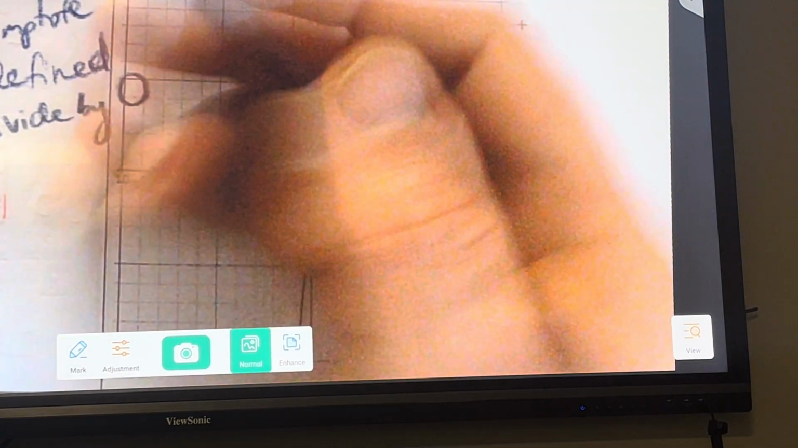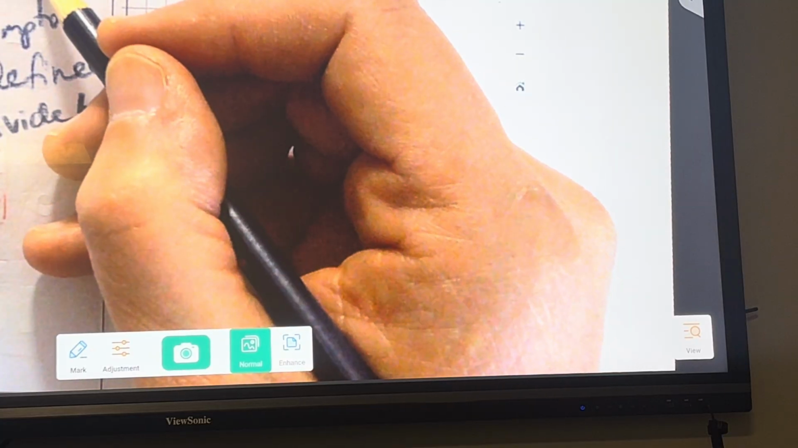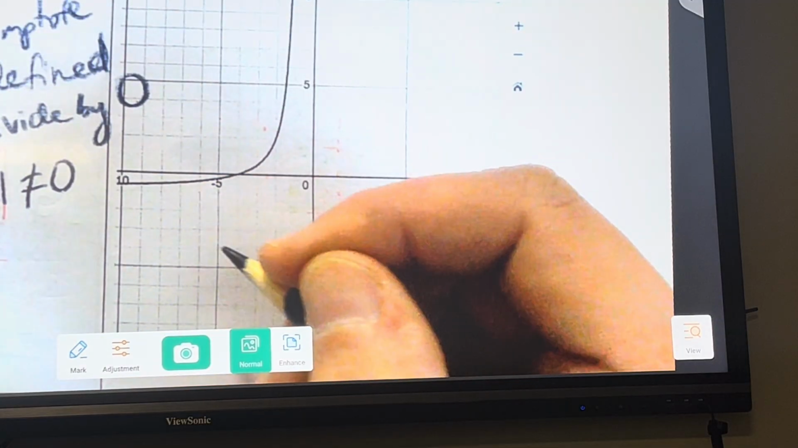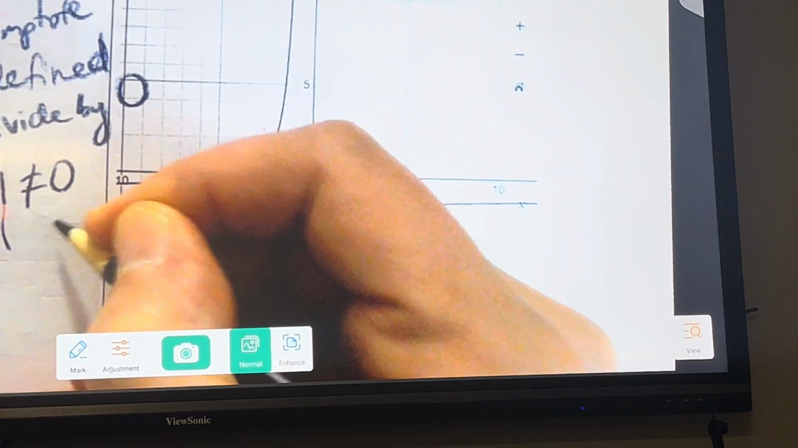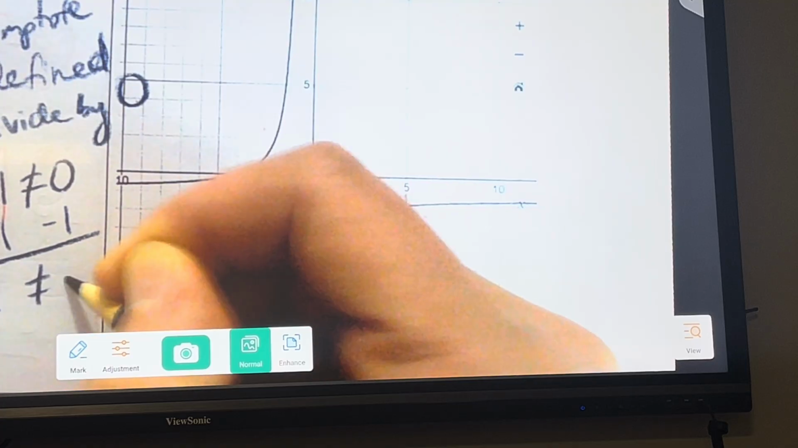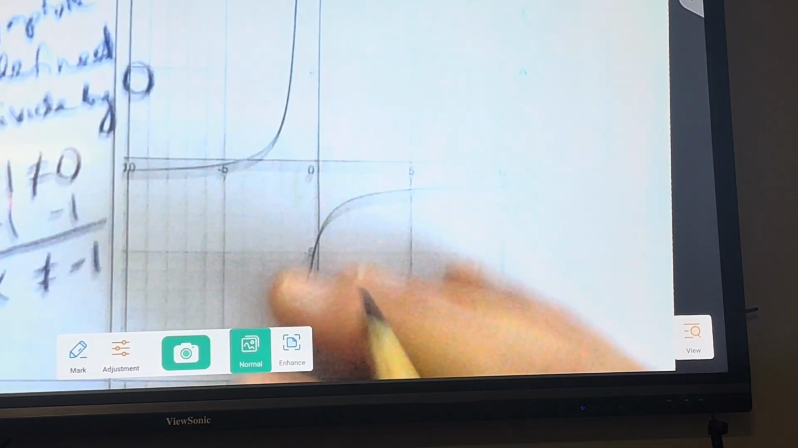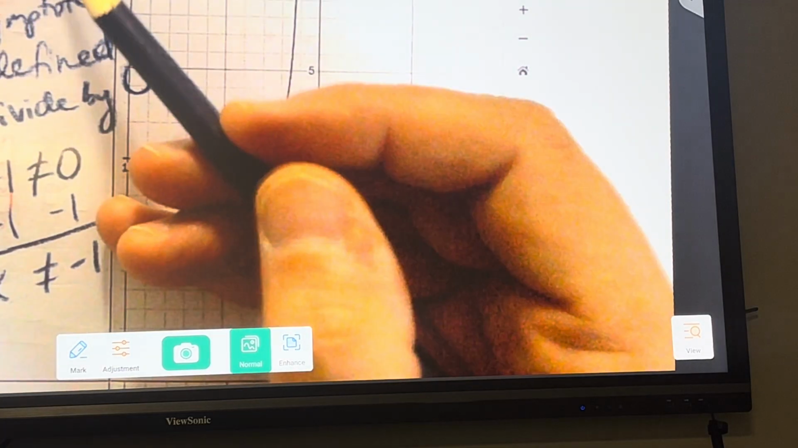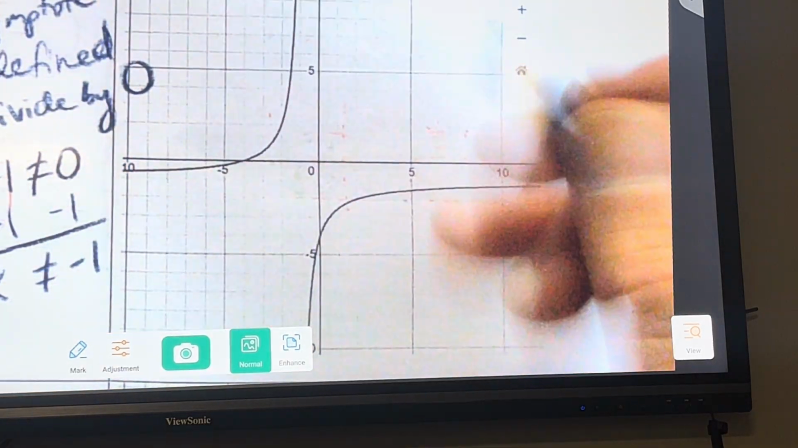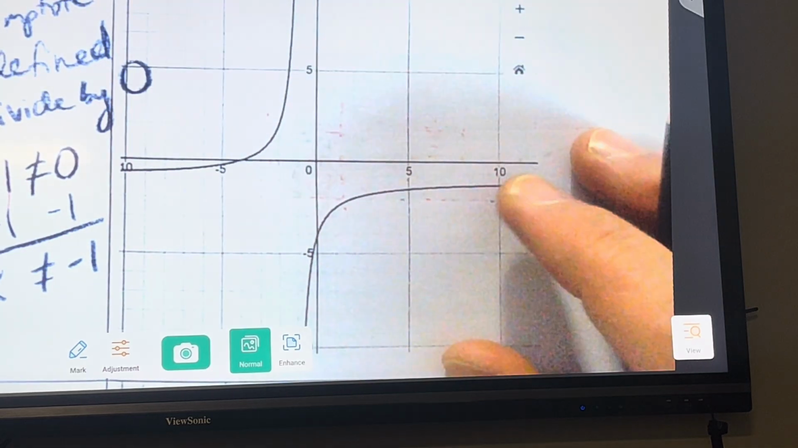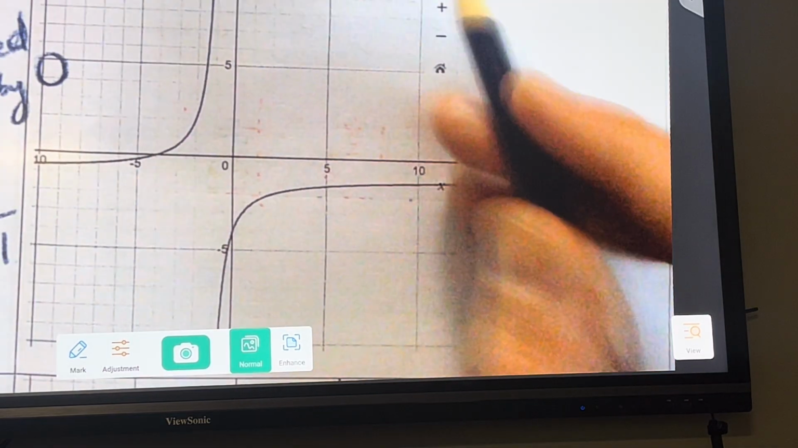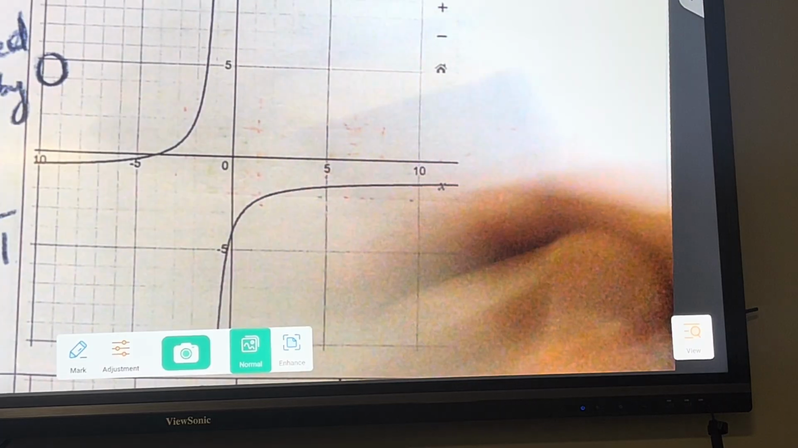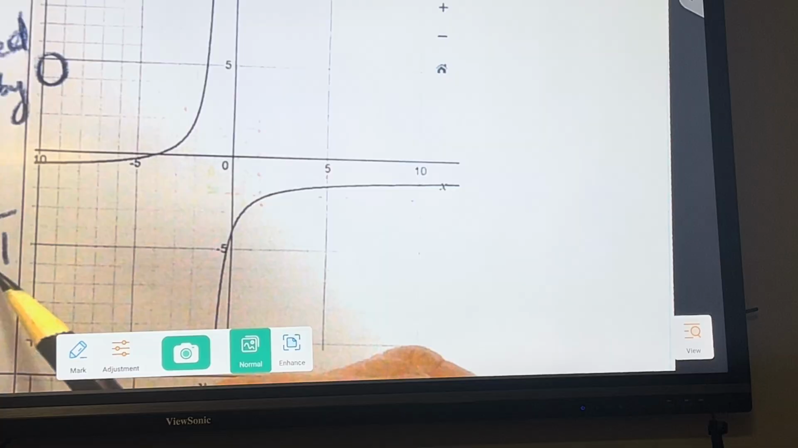So for item A, we'd say x plus 1 can't equal 0. Subtract 1 from both sides to say x cannot equal negative 1. So then we're looking for a vertical asymptote at x equal negative 1 for A. We're also looking for that same vertical asymptote for D. This has the same x plus 1 denominator. So vertical asymptote at x equal negative 1.